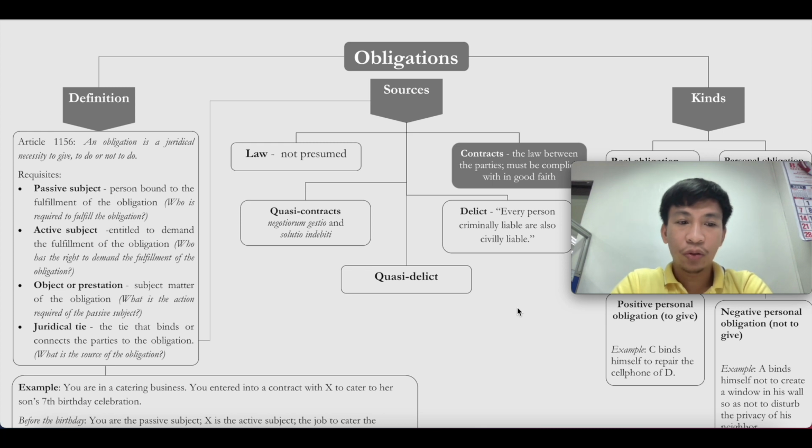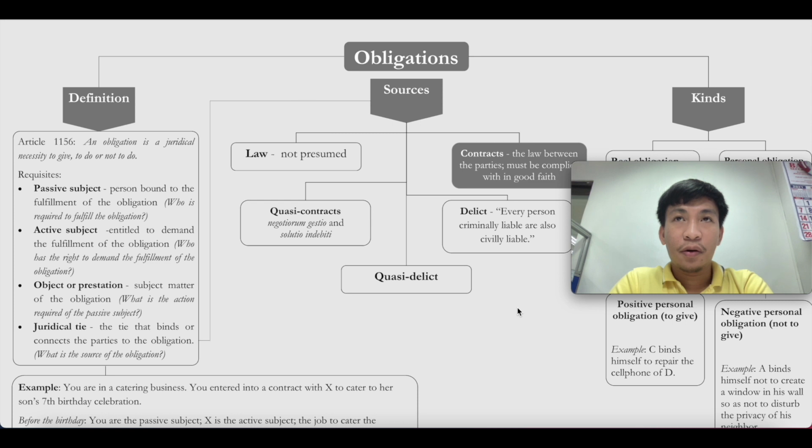Before we go to the example below, let's go first to the different sources of obligation. There are five sources of obligations. We have law, contracts, quasi contracts, delict, and quasi delicts.